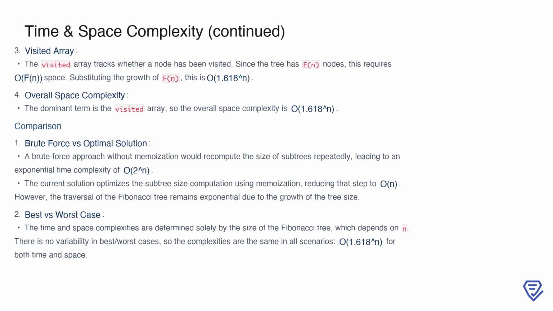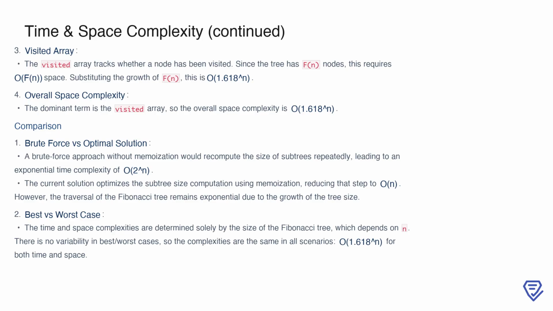Continuing with the space complexity, we also account for the visited array, which tracks whether each node in the Fibonacci tree has been visited. Since the number of nodes in the tree is f(n), the visited array requires f(n) space. Substituting the growth of f(n), this becomes O(1.618^n). Considering all components together, the dominant term in space usage is the visited array, leading to an overall space complexity of O(1.618^n). Comparing this optimized solution to a brute force approach, we can see significant improvements.